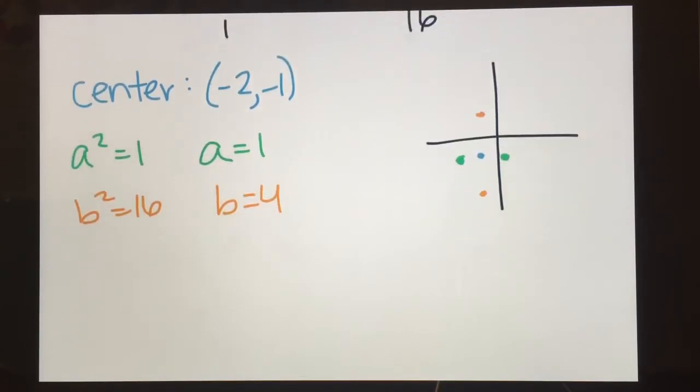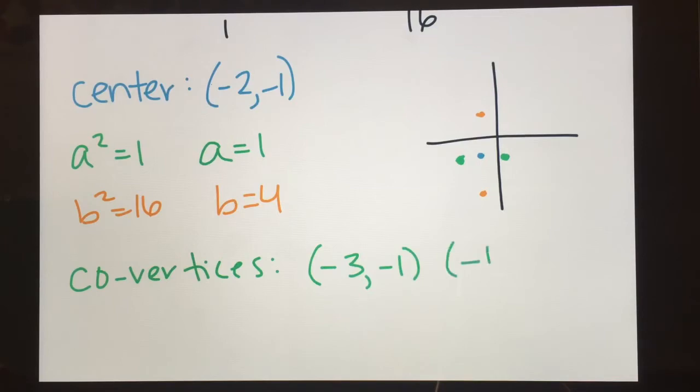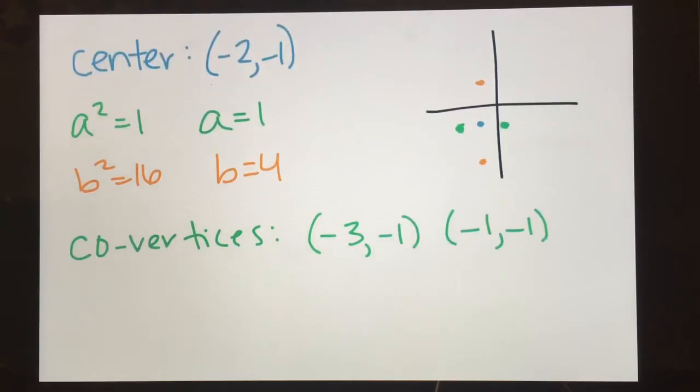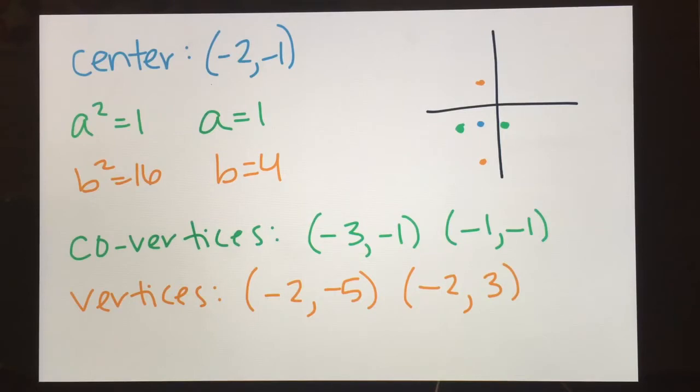So I'm going to go ahead and write down some of this information that we've already found so far. So our co-vertices, I went to the left one and I went to the right one. So from the center, if I go left 1, I get -3, -1. If I go to the right one, I get -1, -1. My drawing's not very good. And then for my vertices, I went up and down 4. So if I go down 4, then I have -2, -5. If I go up 4, I have -2, +3. So there's my co-vertices, my vertices. I'm going to go ahead and draw the ellipse so you guys can see it.